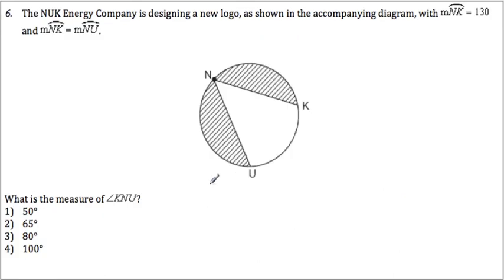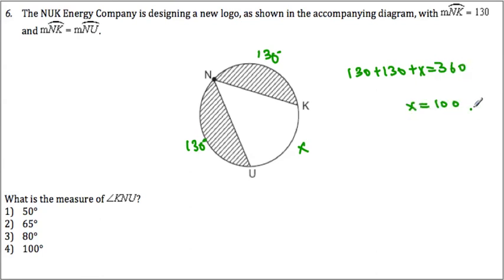Alright, how about number 6? This is the new logo for this company. The measure of arc NK is 130 degrees, and the measure of NK is equal to the measure of NU, so this must also be 130. Then you realize that this is 130, 130, and if I call this one X, 130 plus 130 plus X must be equal to 360. When you solve this, X must be equal to 100.